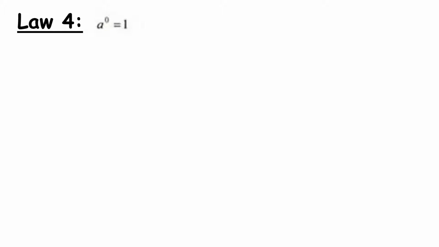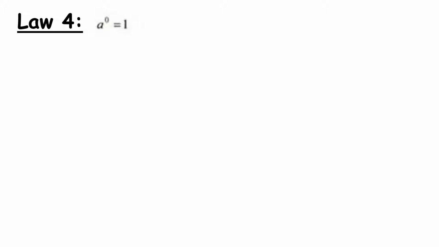So a to the power of 0 equals 1. This seems very counterintuitive for a lot of students. Basically, any non-zero number to the power of 0 will equal 1. You can test that on your calculator: put in any non-zero number, put it to the power of 0, and you will get 1. But why? Why is that the case?